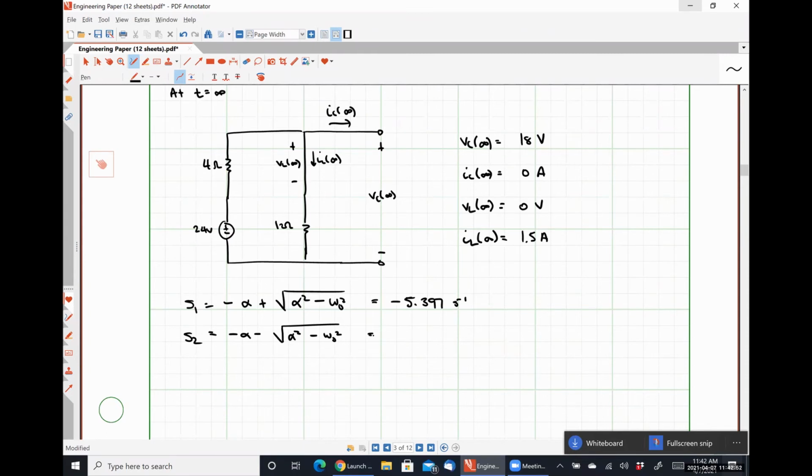Wait, did I screw that up? I did, I apologize. That value should be S2. I put the wrong sign in. So this should be negative 5.397. And S1 is supposed to be negative 1.853.